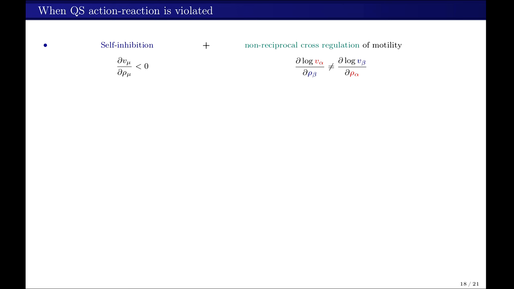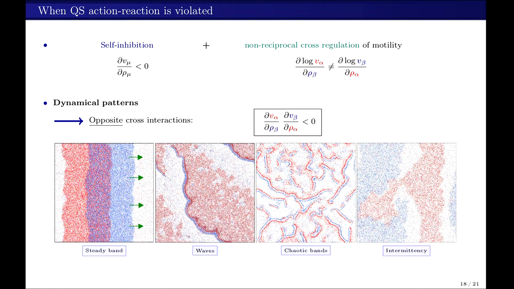So this brings me to the last part of the talk. We ask ourselves what happens when this condition is violated. We take self-inhibition coupled to non-reciprocal cross-regulation of motility, meaning that we violate the condition before. And what we observe are dynamical patterns in the case in which we have opposite cross interactions, meaning that alpha enhances the motility of beta, but beta inhibits the motility of alpha. So let me show you some movie, hoping that things won't fail.